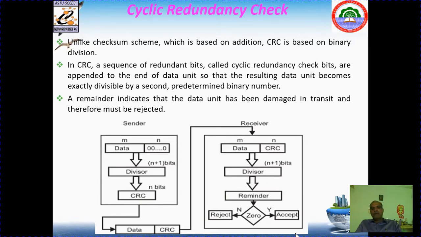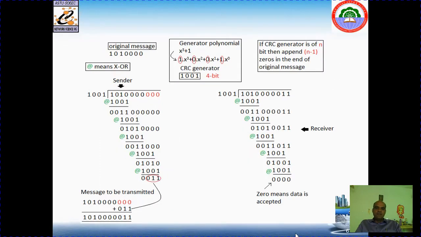This is a flowchart for CRC. Another method we have is called cyclic redundancy check.